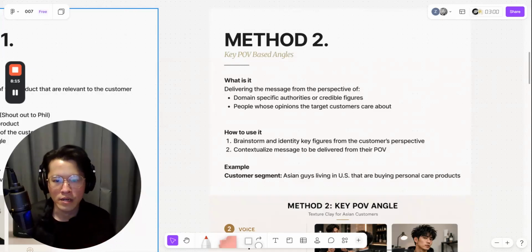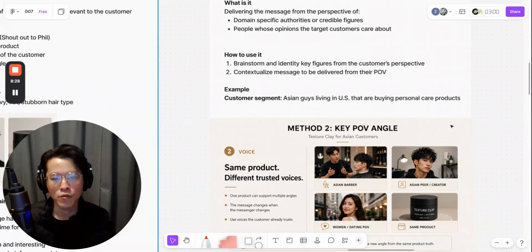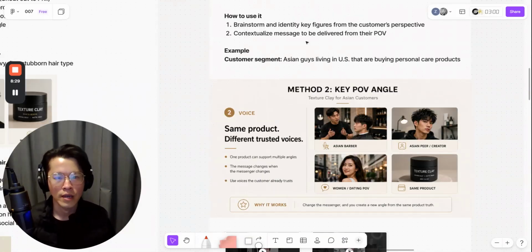The second one here is people whose opinions the target customers care a lot about. So the way that we do this is we want to first brainstorm for the key figures from the customer's perspective. And then we want to contextualize the message and deliver the message from the perspective of these key figures.